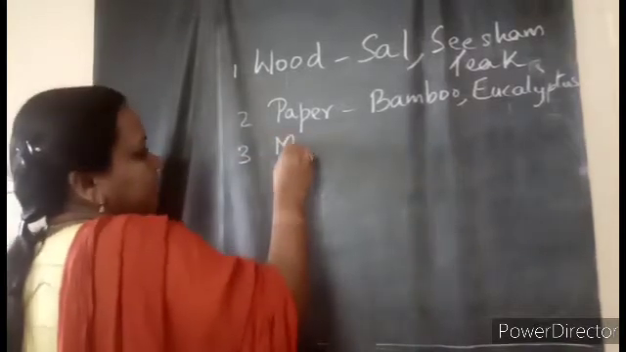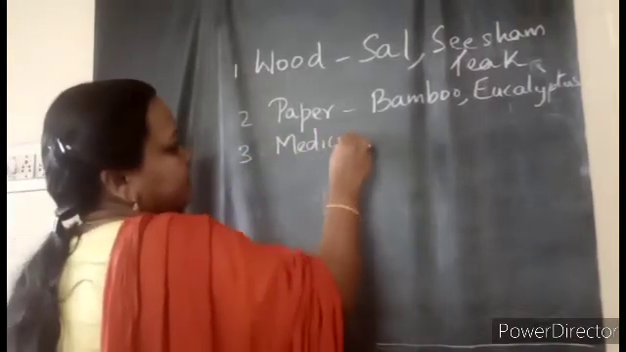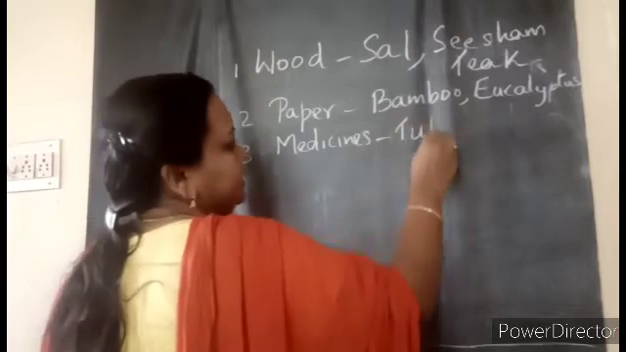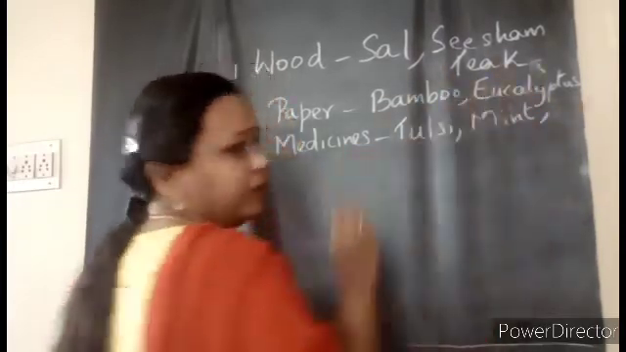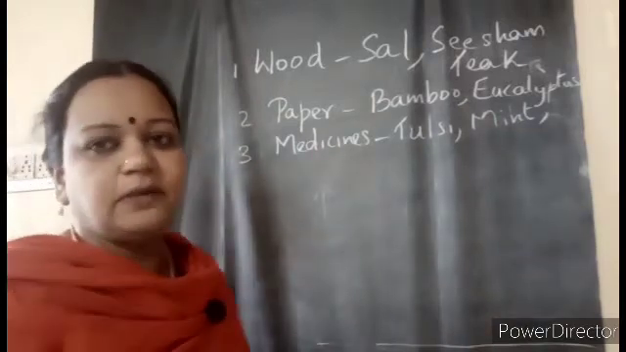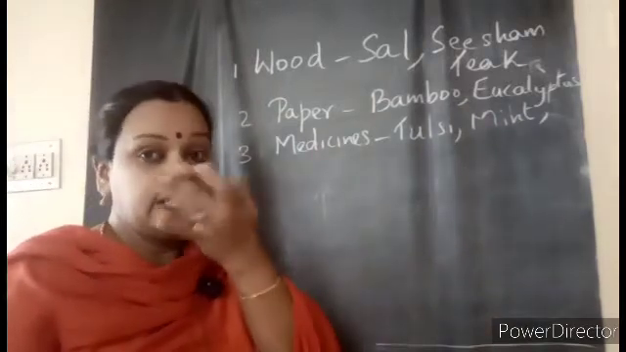And from which plants do we get the medicines? We get the medicines from tulsi, mint, aloe vera. So many we can add up. Yes, medicinal plants, we have learnt already in the lower classes also.